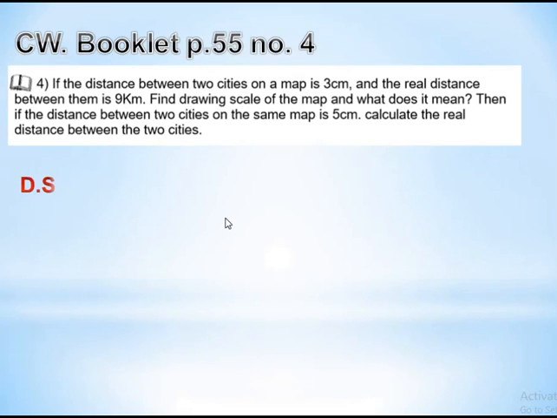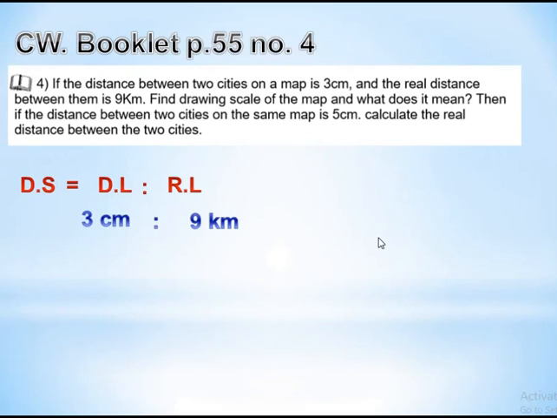We know that the drawing scale is a ratio between drawing length to real length, so we must write this ratio first. He told me that the drawing length is 3 centimeters. Why do we say drawing length? Because it's the length on the map, so it's a drawing. So for drawing length we put 3 centimeters. Second, real length: he said that the real distance equals 9 kilometers.